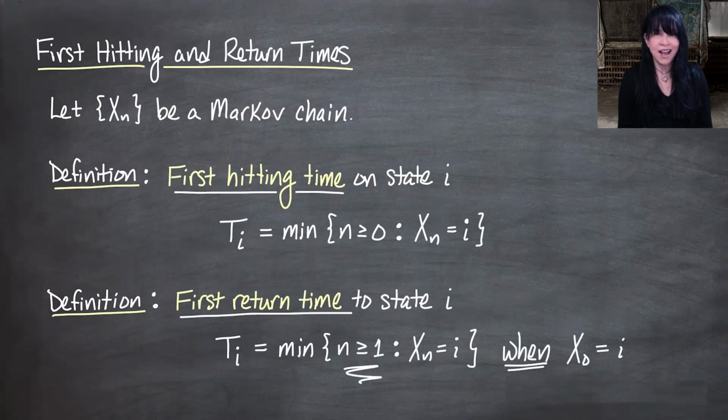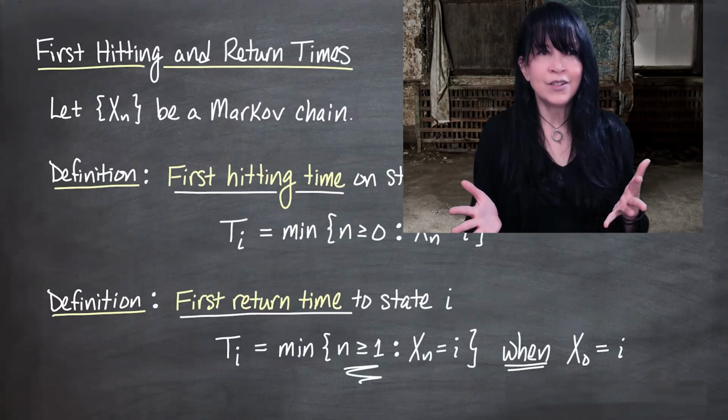So you have to start at I, and if you're talking about a first hitting time on state I and you started at I, your first hitting time is 0. But for a first return time, you do want to allow a movement away. So you only want to look at times 1, 2, 3, not at time 0. So I think that's good enough to go for next time.